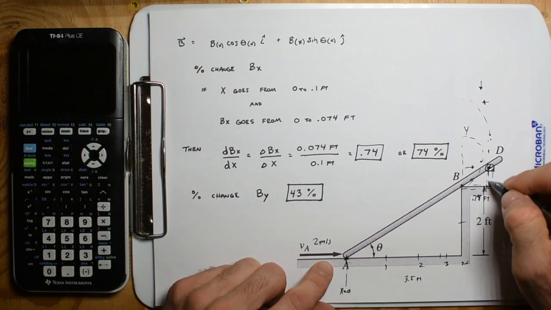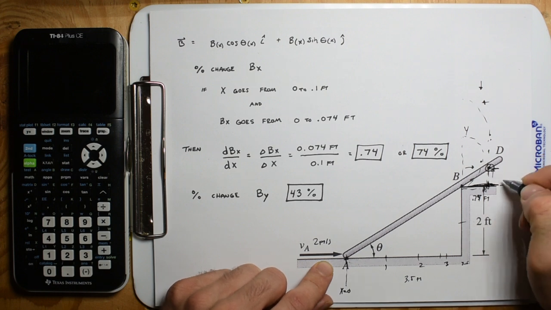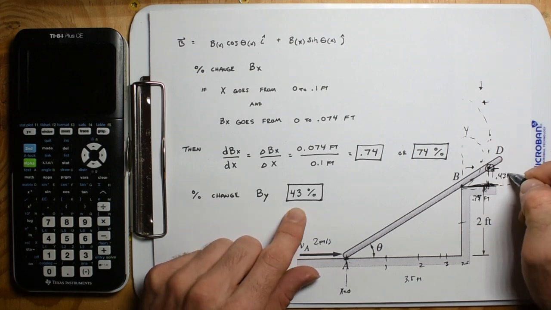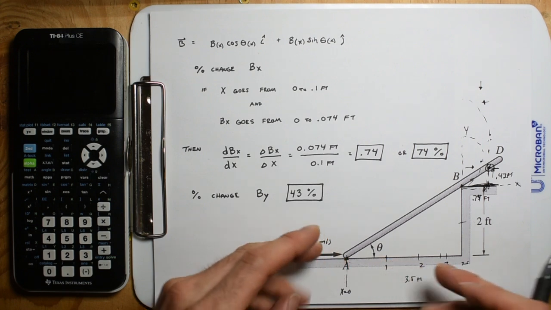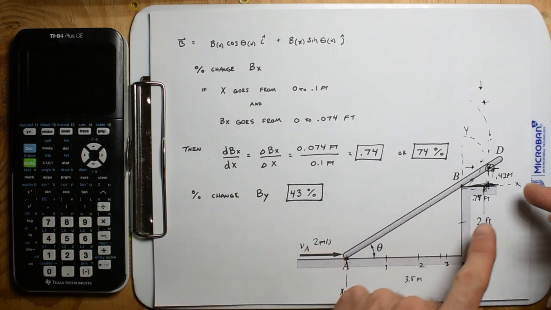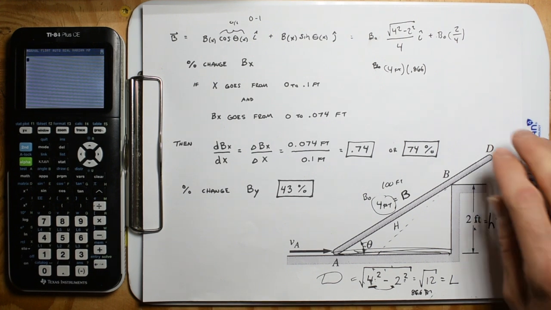So we have 0.74 feet this way, but then here, maybe that's just like 0.43 feet. So with an incremental change, if we change this by 100%, this only changes 43%. Alright, I gotta jump in here because this is something you can always do and I don't do it enough.